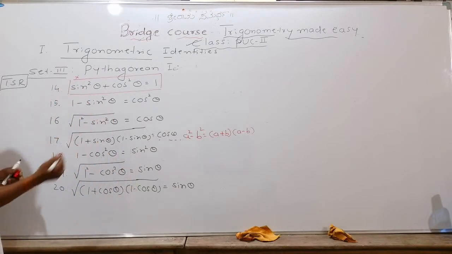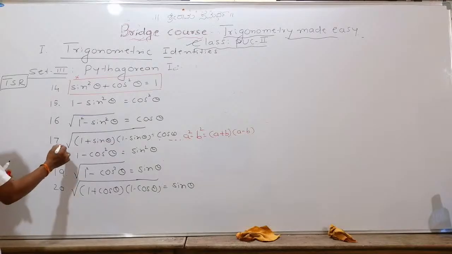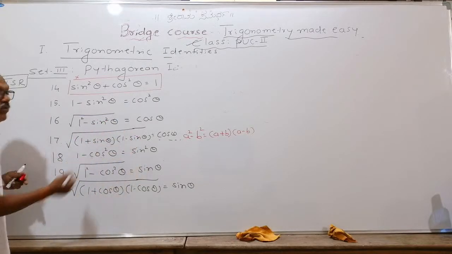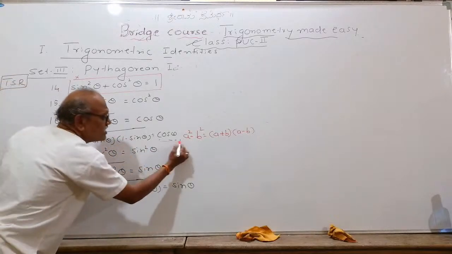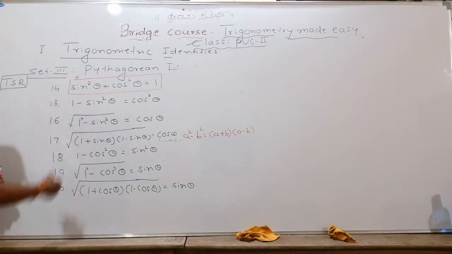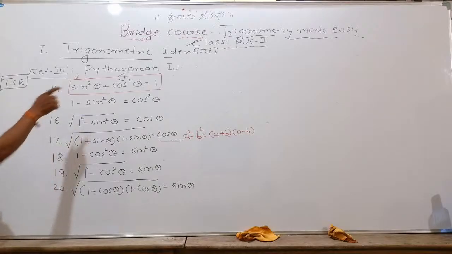Suppose I give an MCQ: the value of root of 1 plus sin theta into 1 minus sin theta. Many students start using a plus b, a minus b and kill a lot of time. Directly write it as cos theta. Remember them as direct formulas. This is all in the first identity, sin square theta plus cos square theta.